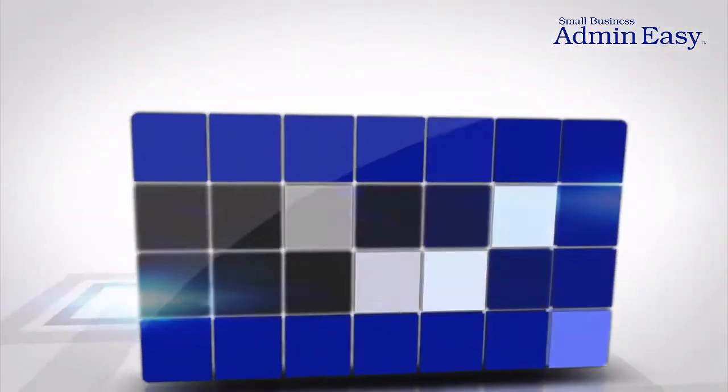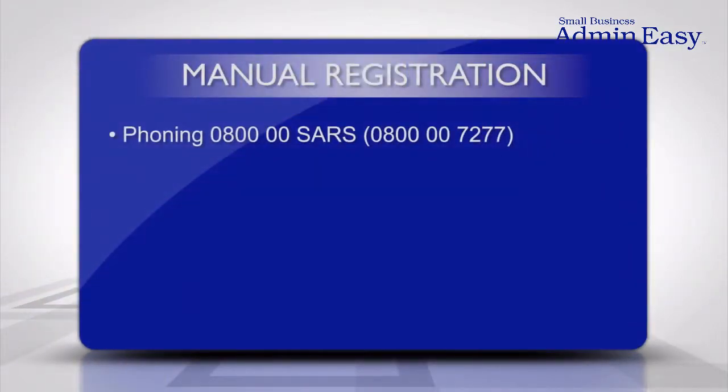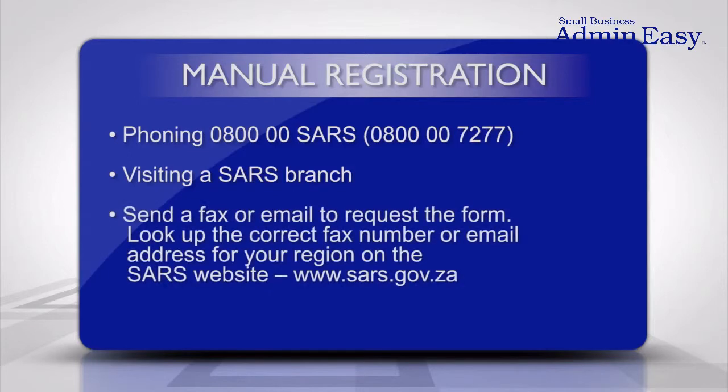For a manual registration, a request for the IT Reg form must be made to SARS. The forms will then be posted to you. Requests can be made by phoning 0800 00 SARS or 0800 00 7277, visiting a SARS branch, or you could send a fax or email to request the form. Look up the correct fax number or email address for your region on the SARS website, www.sars.gov.za.